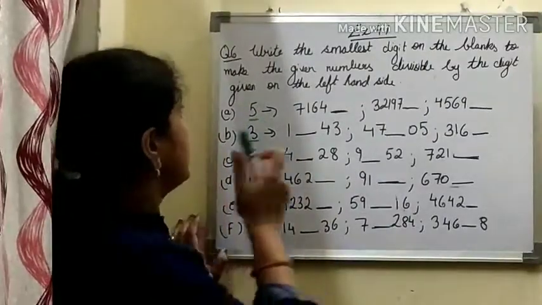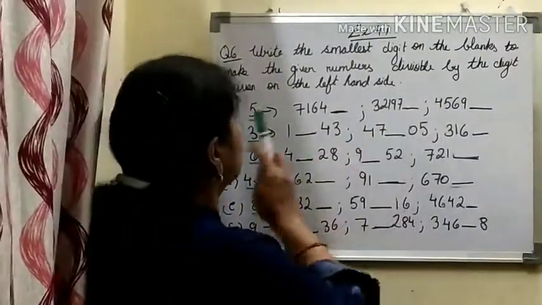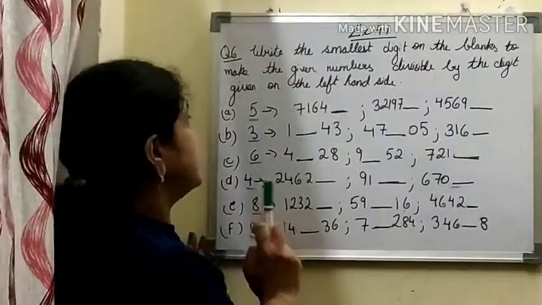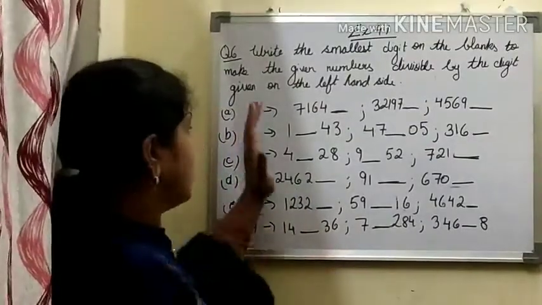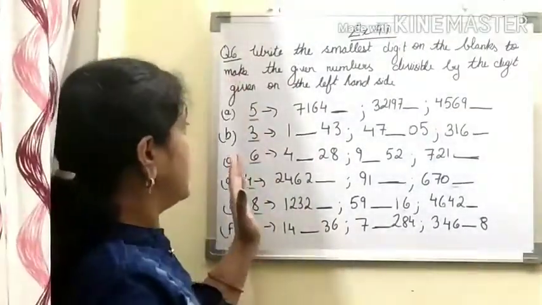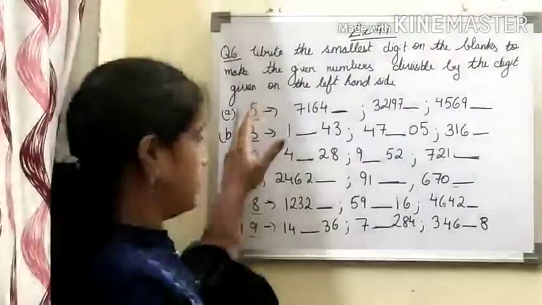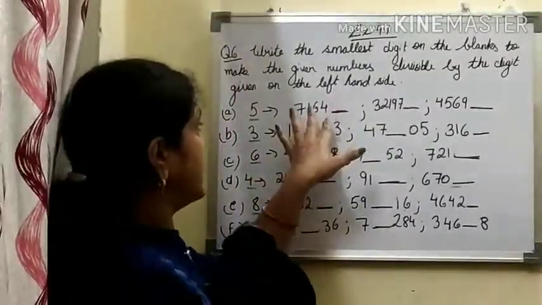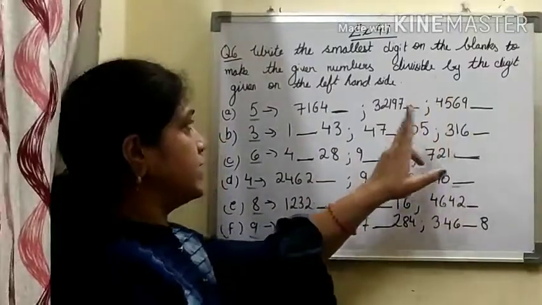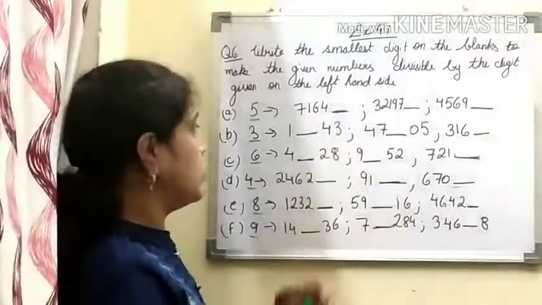Today we are going to discuss exercise 4.1, question number 6. The question is, write the smallest digit on the blanks to make the given numbers divisible by the digit given on the left hand side. On the left hand side, what happened? The number by which it has to be divisible is given, and on the right hand side, the numbers are there with one digit blank, and we have to fill those blanks.